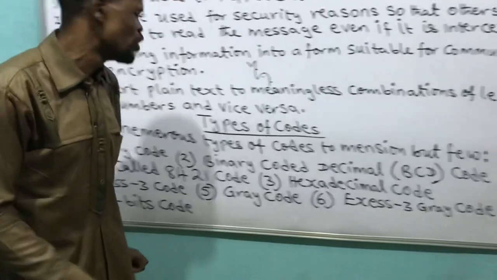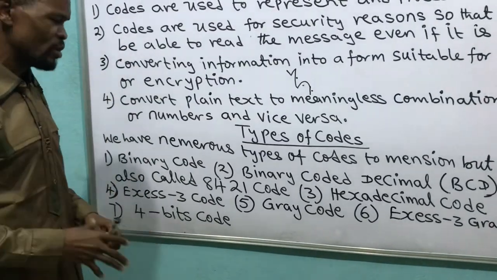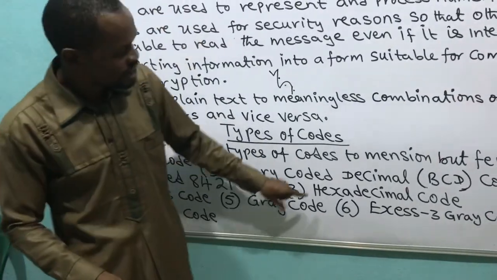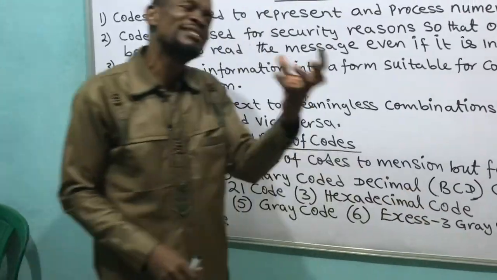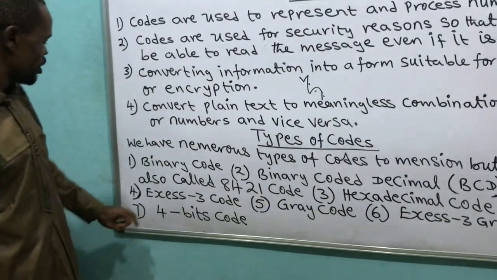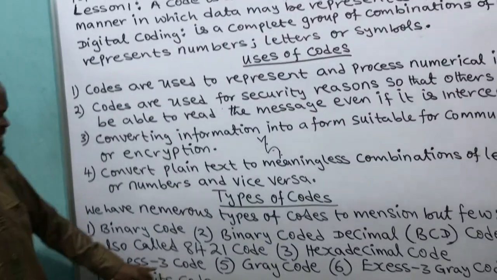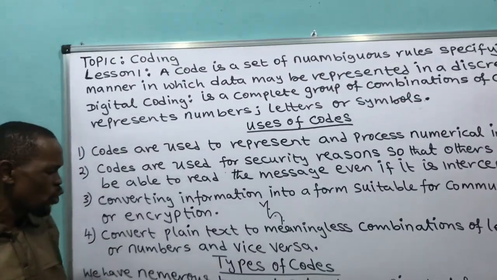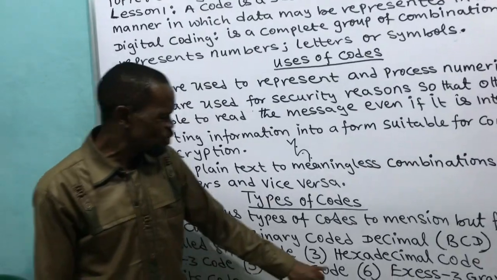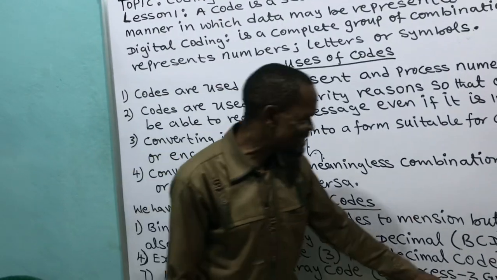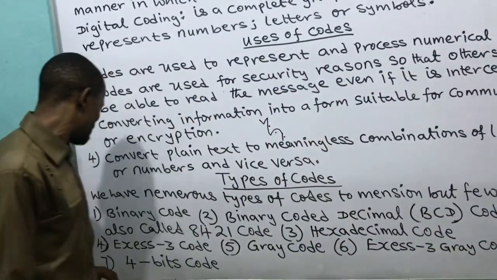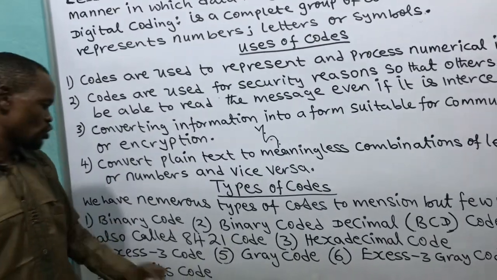Number 3, we have hexadecimal code, which we call base 16 system of coding. Number 4, we have what we call SX3 code. Number 5, we have grade code. Number 6, we have SX3 grade code. And number 7, we have 4 bits code.